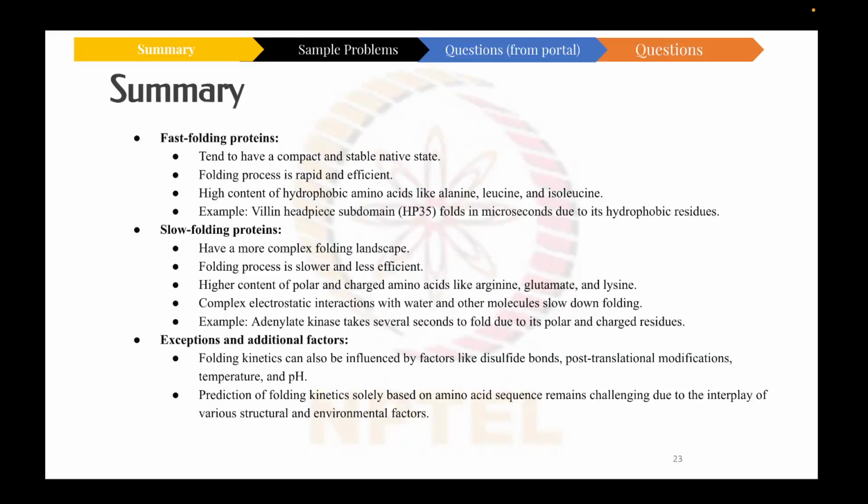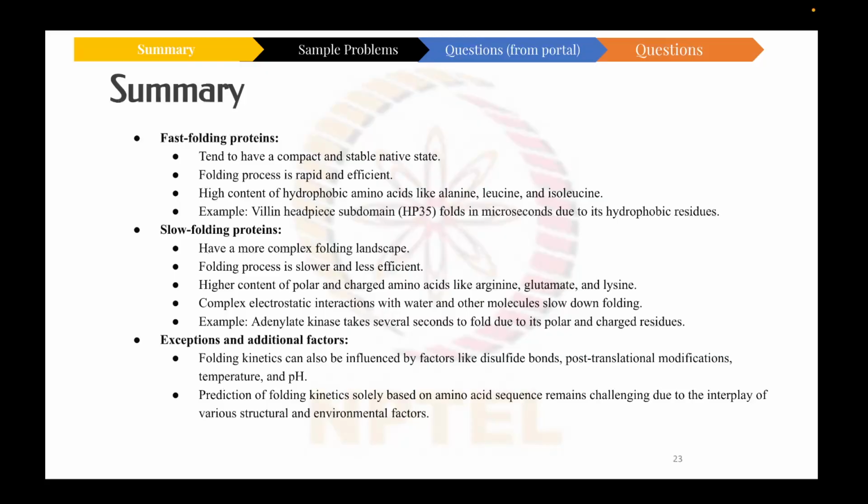Then we have slow folding proteins. On the other hand, slow folding proteins tend to have a more complex folding landscape, which means that the folding process is slower and more prone to misfolding. Slow folding proteins tend to have a higher content of polar and charged amino acids such as arginine, glutamate, and lysine, which can form complex electrostatic interactions that slow down the folding process. Slow folding proteins can also tend to have longer and more flexible regions, which can adopt a variety of conformations and make the folding process more difficult.